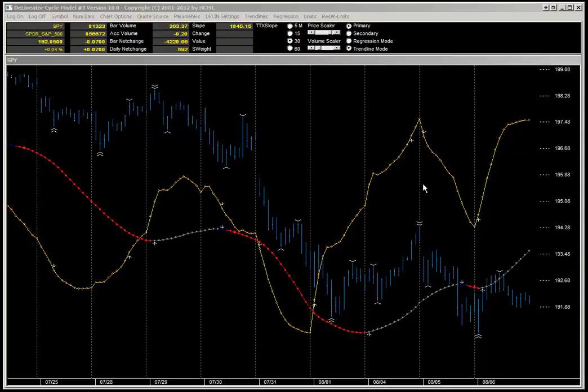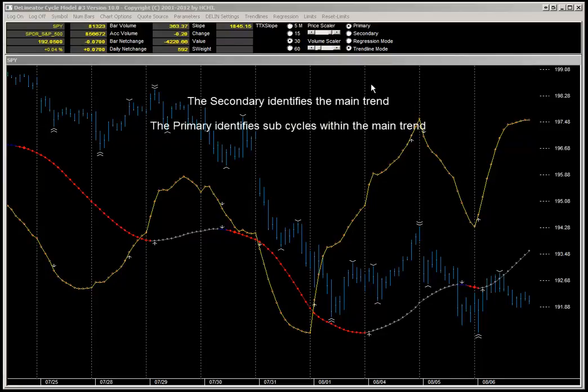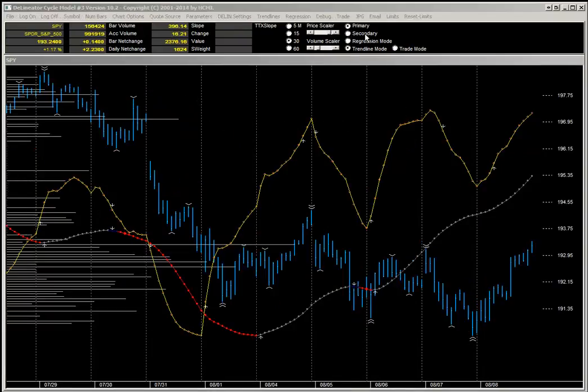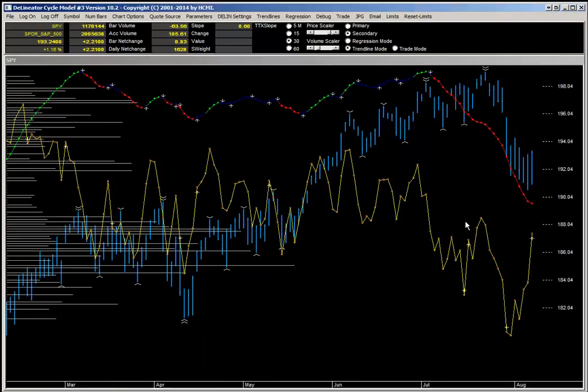Well, the process of using the delineator is using two time frames: a longer term time frame to identify the main trend, and a shorter term trading time frame to trade subcycles within that longer term trend. So let's switch over and take a look at our secondary delineator, and all we do is click secondary, and there it is. Here's our primary, here's our secondary.